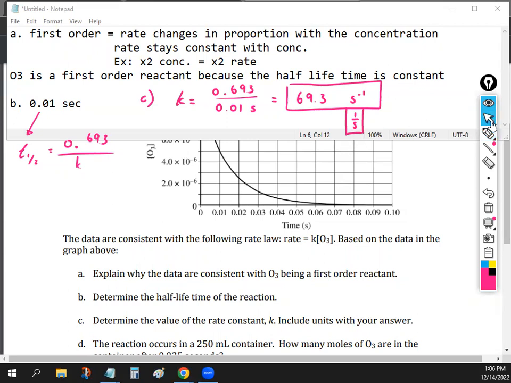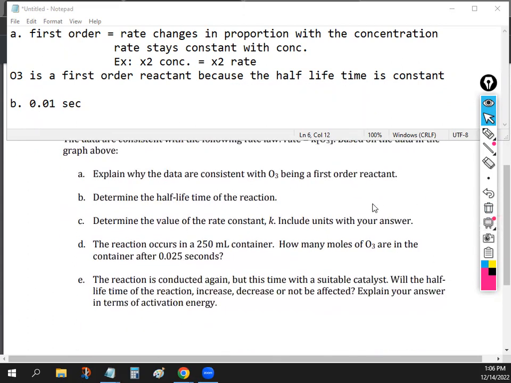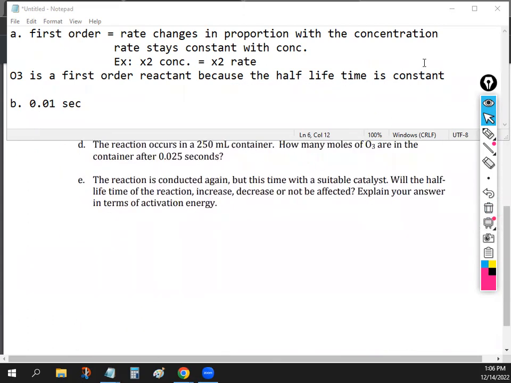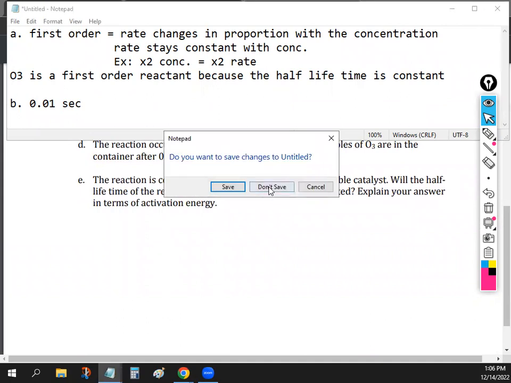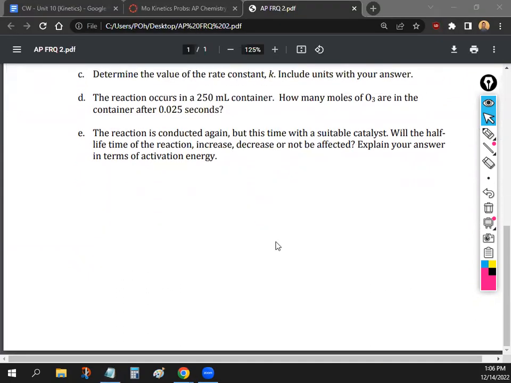Okay, let us move on to part D. Is it okay if I erase everything? All right, so let's go to part D. Now in part D, it says the reaction occurs in a 250 milliliter container. How many moles of O3 are in the container after 0.025 seconds?